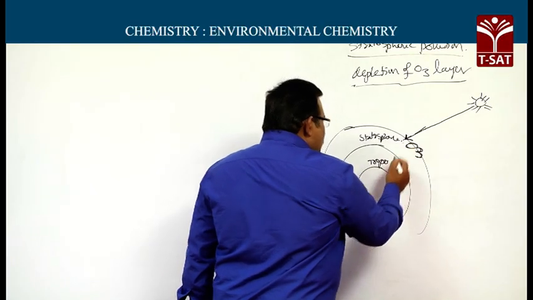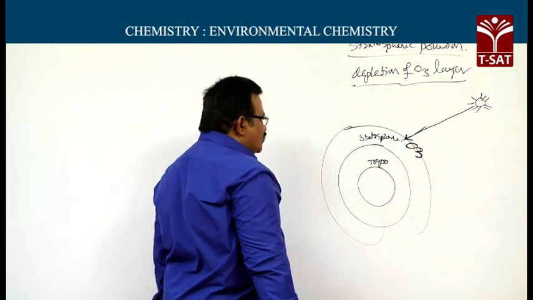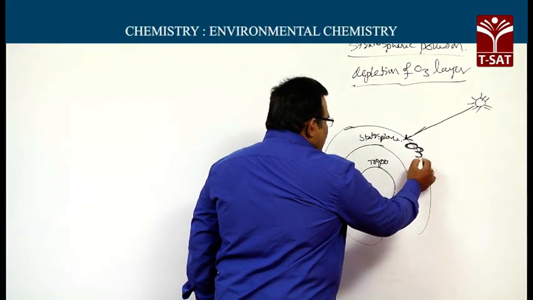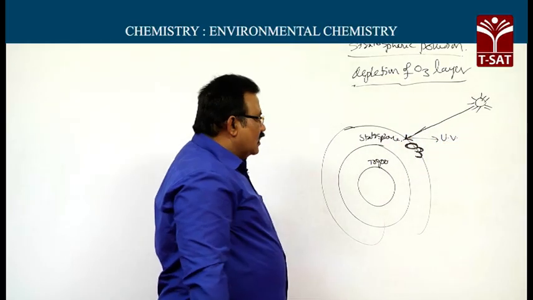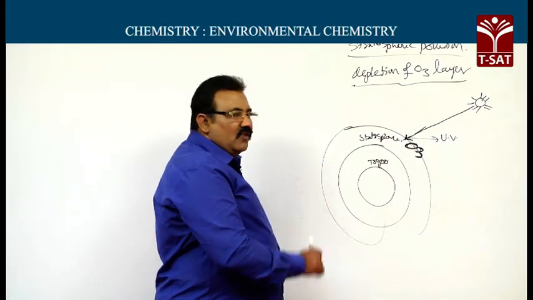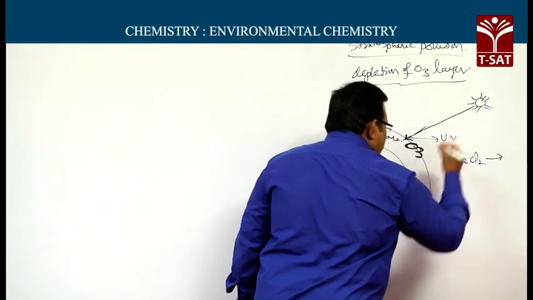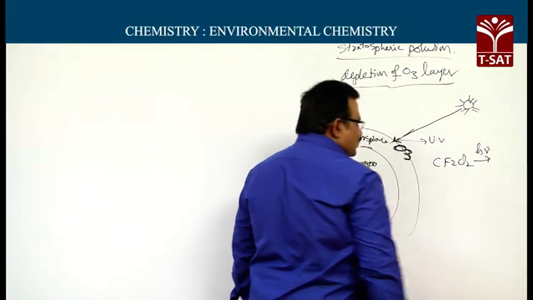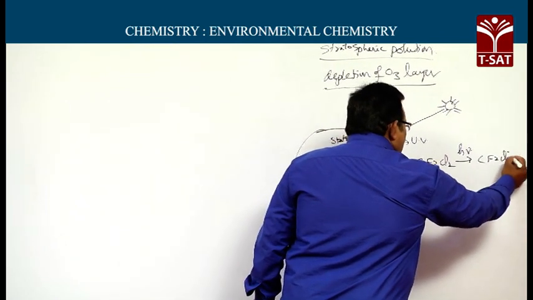So, when ozone is present in the stratosphere, it is our friend. When the ozone comes into the troposphere, it is our enemy. The main role of the ozone layer is that it stops the UV rays. Because of human activity, chlorofluorocarbons like CF2Cl2 take up sunlight and form radicals.